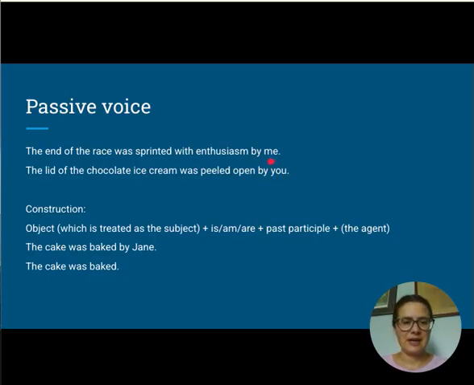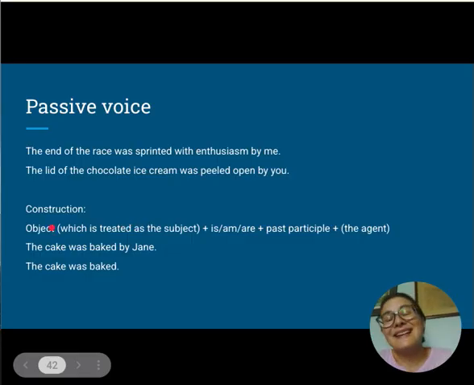Notice at the end I've tagged on "by me" and "by you." This gives us who's the agent, who actually did the action. The thing that's receiving the action becomes the subject over here. So the construction is the object actually becomes the subject. So I say it's treated as the subject. It actually is the subject. But in real terms, it's the thing that's receiving the action, which makes this a bit tricky. So I've put object here, but it's actually the subject, the object being treated as the subject.